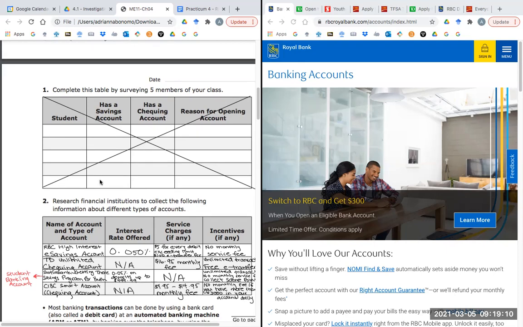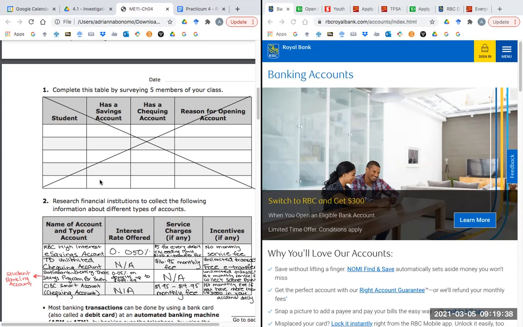Okay, so number 2 says research financial institutions to collect the following information about different types of accounts. So this was the first question of your Minds On. I had hyperlinked a few different banks that you could have looked at. Ideally, when you're researching, on Google or any search engine, you can type in bank accounts, or you can type in the name of your bank or any bank and then accounts.